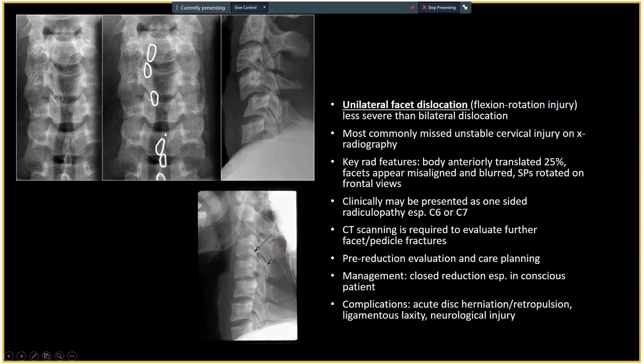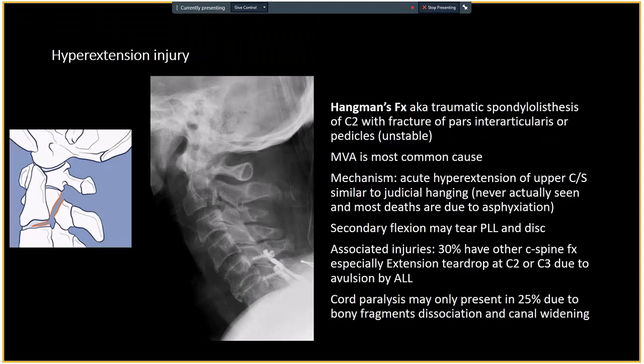Now on the frontal view, you can see there's a sudden misalignment of the SPs. So in other words, the spinous processes usually should form a nice continuous line. At that level, they are suddenly disrupted. That may also indicate sudden rotation and usually suggestive of unilateral facet dislocation with rotatory component.